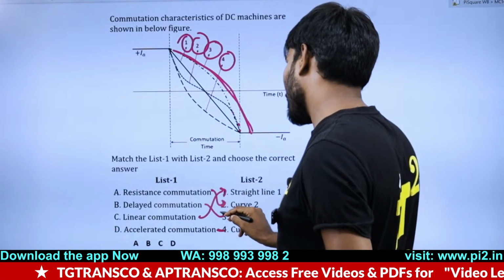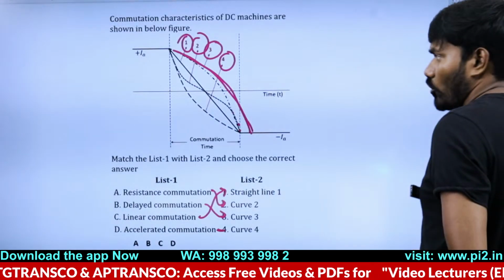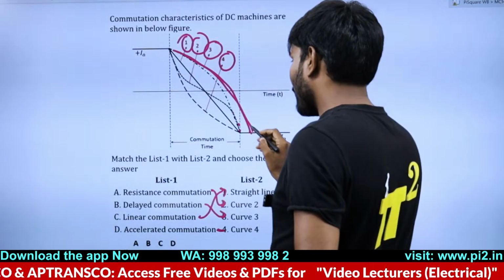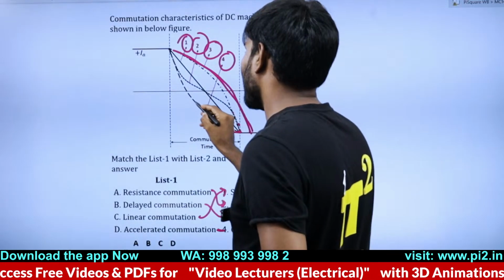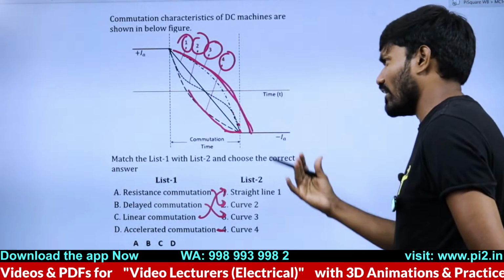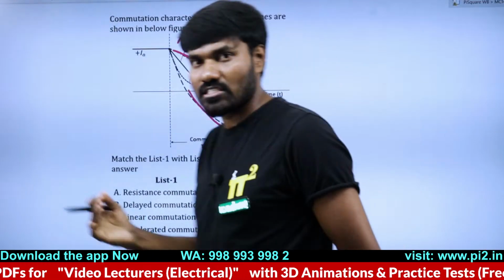Delayed commutation is like this. To be more precise, it should have happened like this, and this should have happened somewhere over here. But with the shape and all, if you know the concept, you'll be able to match it.